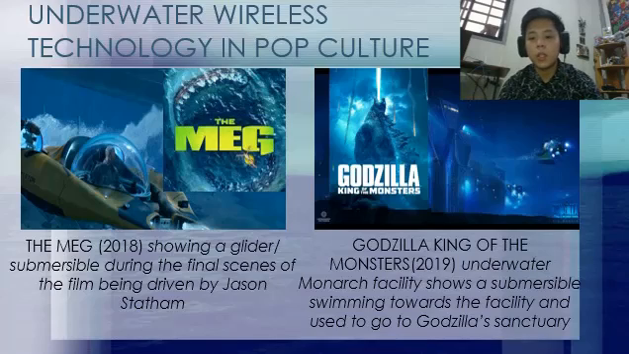And the next one is from the movie Godzilla: King of the Monsters 2019. The underwater Monarch facility shows a submersible swimming towards the facility and used to go to Godzilla's sanctuary.